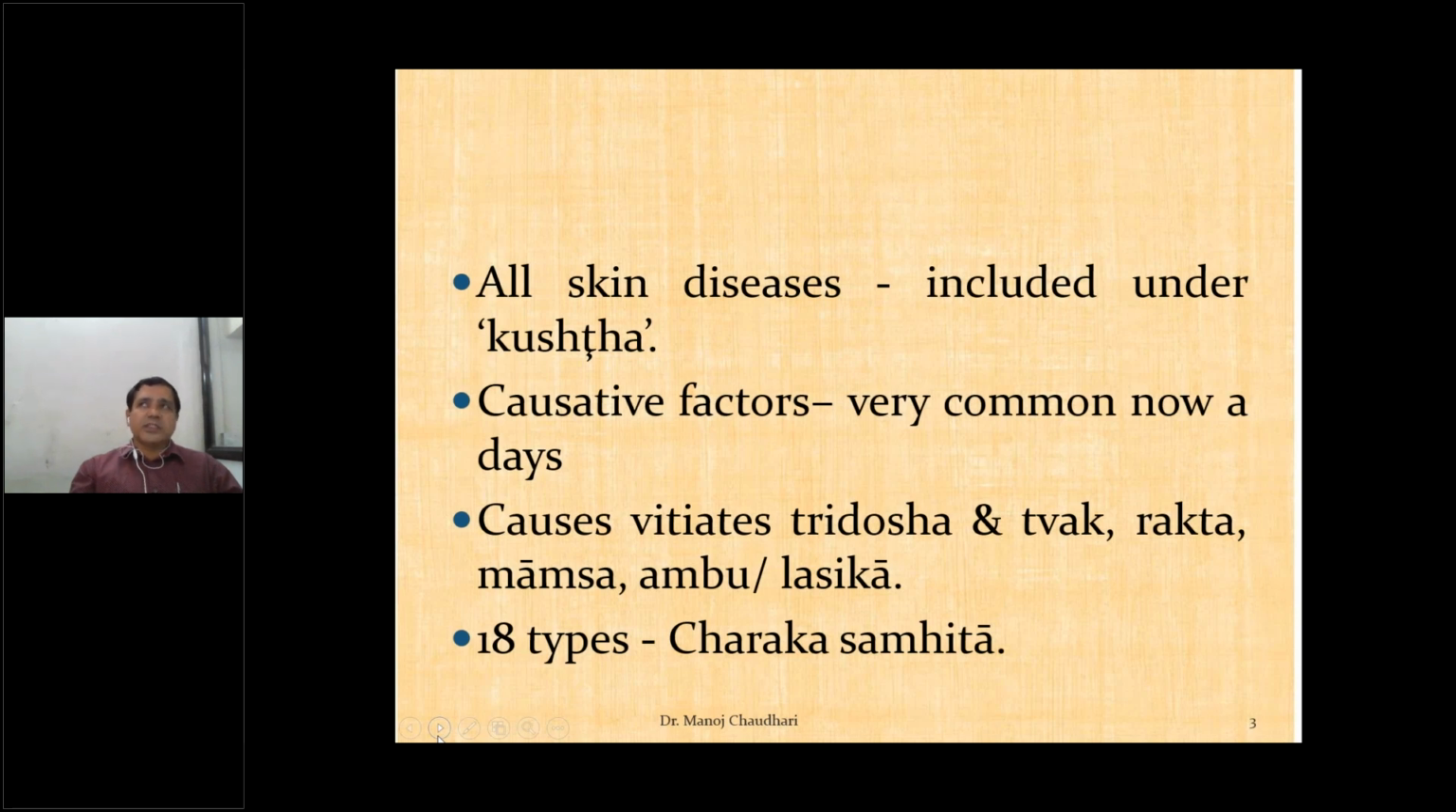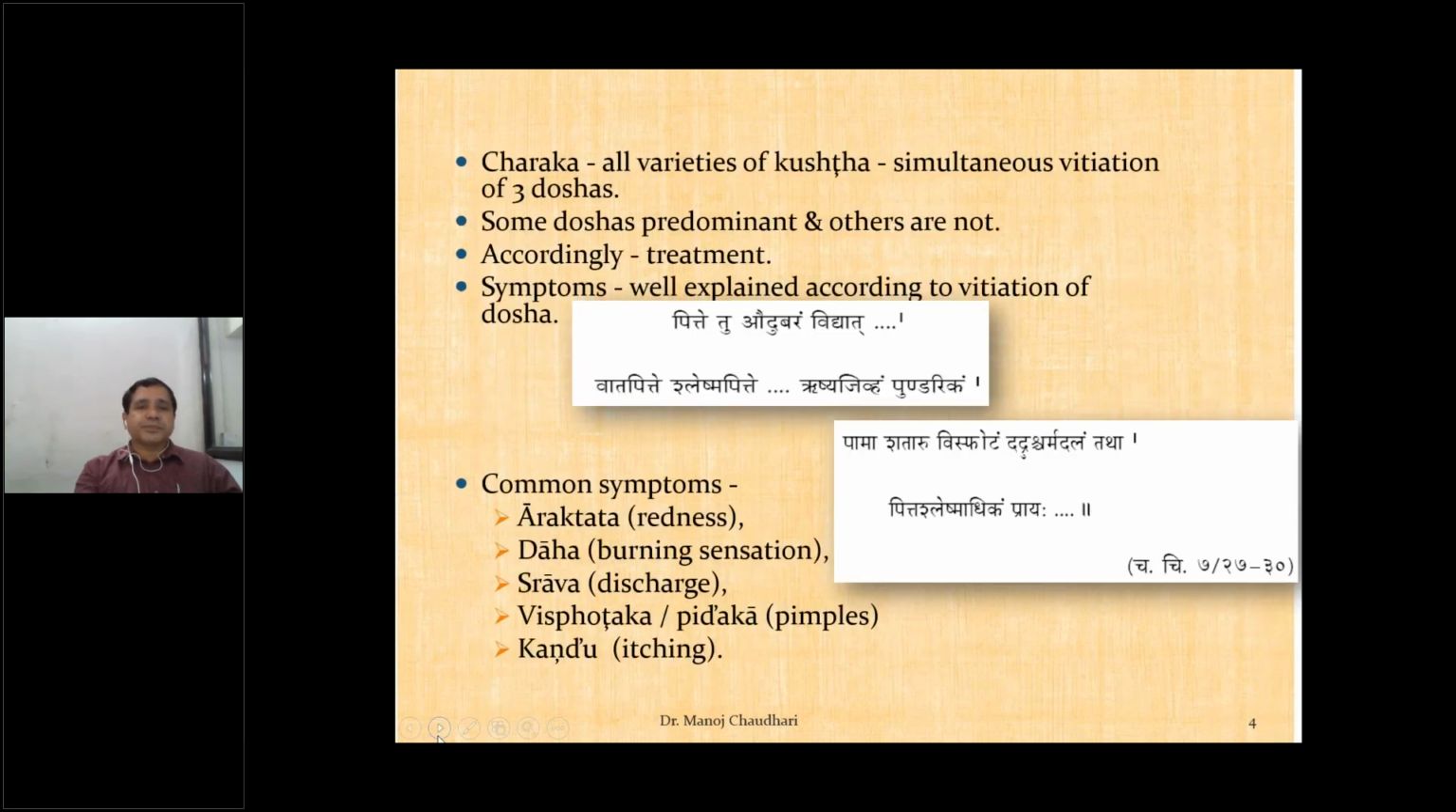The causative factors, which nowadays are very common, are why we are seeing a large number of patients with skin disease. The causes, especially the causative factors about food, behavior, Rutu Viparyaya, etc., vitiate Tridosha, and tvacha, rakta, mamsa, and ambu or lasika are vitiated. Ayurveda has described 18 types of skin diseases in Charaka Samhita. We are going to see those details.